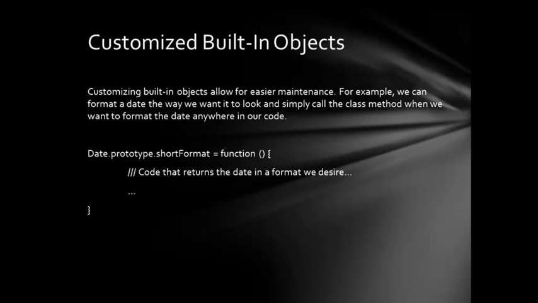Customizing built-in objects helps us to make things easier. So we can format a date the way we want it to look, and that's what we're going to do in the blog. We had some duplication of our code up to this point with our blog, where we had the format of our date in a couple different spots. So when we get to our blog, we're going to create a short format method within our date prototype. A class method, so we can format that anywhere in our code that we want.